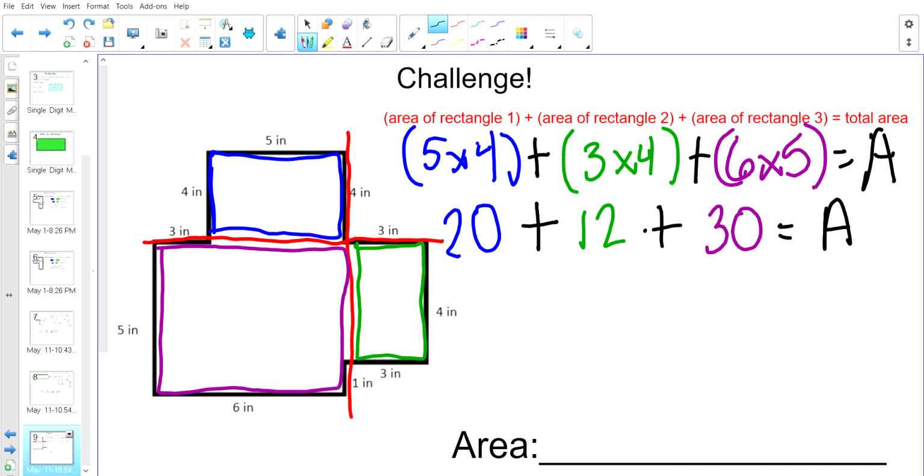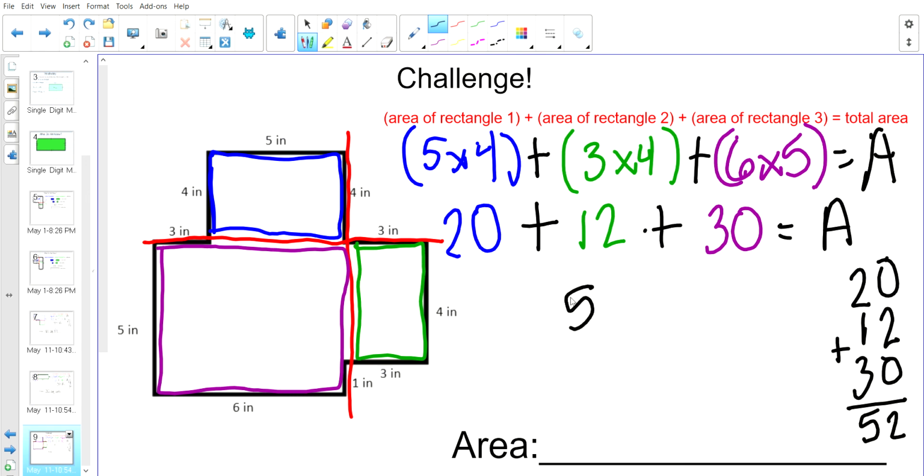I know that to do my very best adding, I need to write each number vertically and add them together. Thankfully, I can add 3 numbers at once. Go ahead and add 20 plus 12 plus 30 on your paper vertically. 20 plus 12 plus 30 equals 52. 52 is the area. The total area of this entire rectilinear figure is 52 square inches.